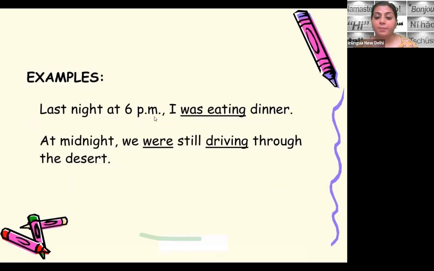Last night at 6 p.m., I was eating dinner. At midnight, we were still driving through the desert. At midnight and 6 p.m. are times. We are talking about what was happening at that particular time. Now here, there are no two actions. The action is only one. But what is the interruption? The time is the interruption. You can say at midnight yesterday, I was watching a movie. So I was watching a movie is a continuous action. What is the detail you are adding? At midnight. That is how you make such sentences.